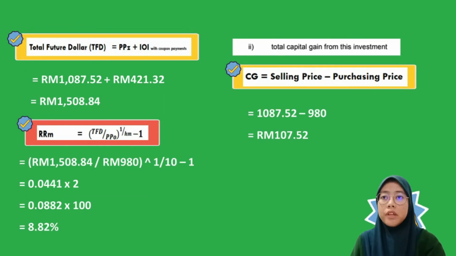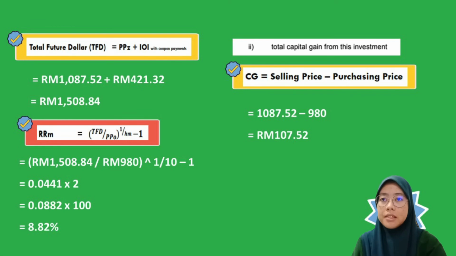Moving on to step 3, we need to find the total future dollar, and the formula that we will be using is total future dollar equals selling price plus coupon reinvested. Therefore, RM1087.52 plus RM421.32, and you will get the total future dollar of RM1508.84.